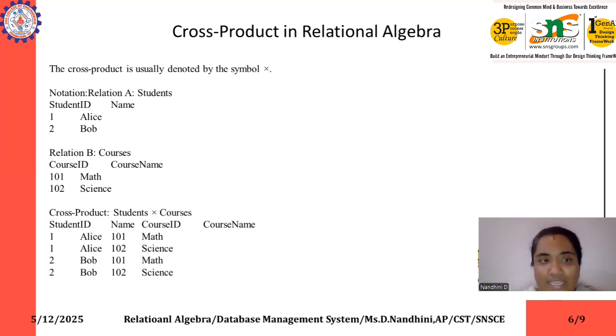For example, in relation A, student ID and name are represented. In relation B, course ID and course name are represented. We take the Cartesian product of these two, student × course. So student ID, name, course ID, and course name all get combined in the Cartesian product. This is often used as a basic form of join, but a cross product can result in a large amount of data without filtration.